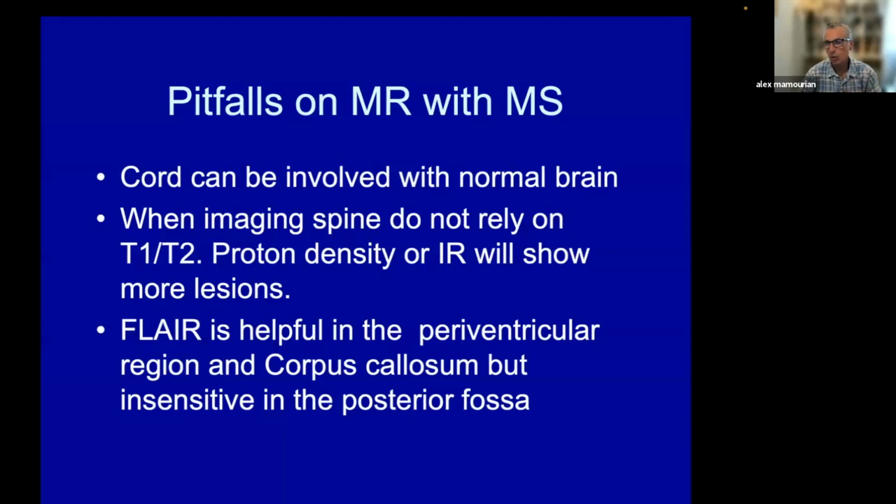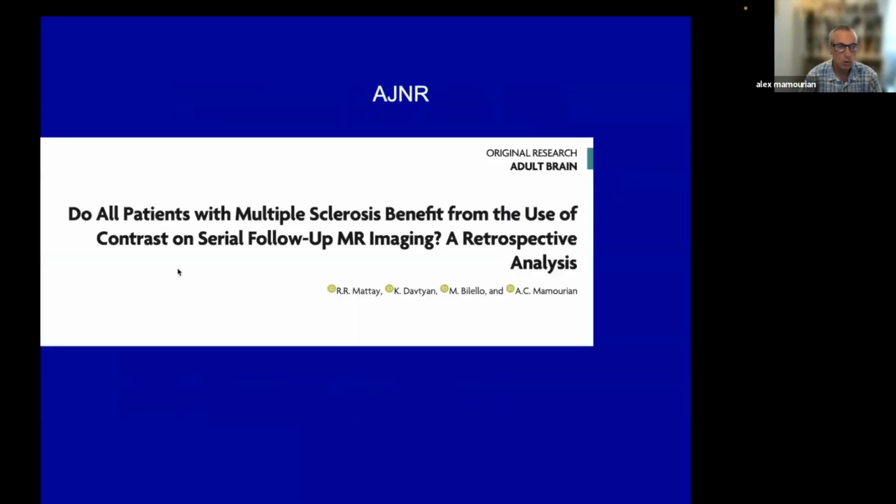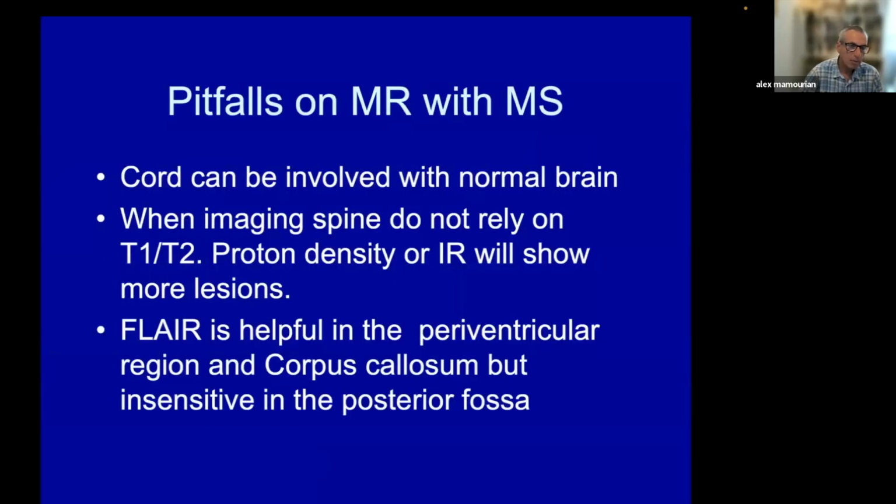Now, this notion of follow-up brings up 2 important pitfalls that you need to be aware of. One is you can't rely on just T1 and T2 weighted imaging. Oftentimes the lesions are obscured on the T2 weighted imaging, so you need to incorporate some proton density technique or inversion recovery technique to increase the conspicuity of the spinal cord lesions. And FLAIR, while very helpful in the periventricular compartment, can be insensitive in the posterior fossa.